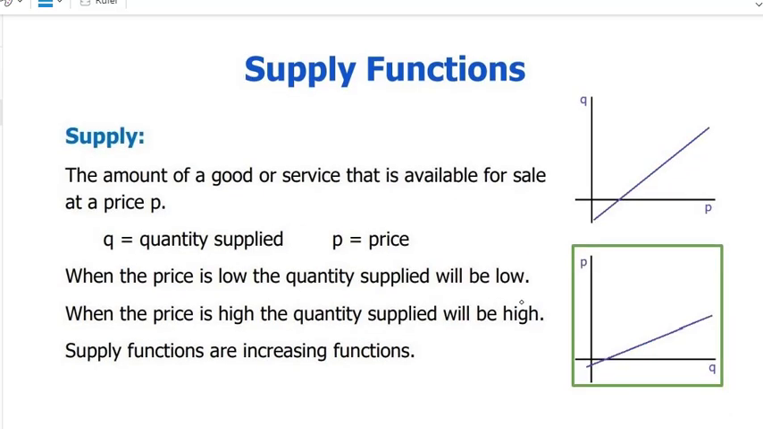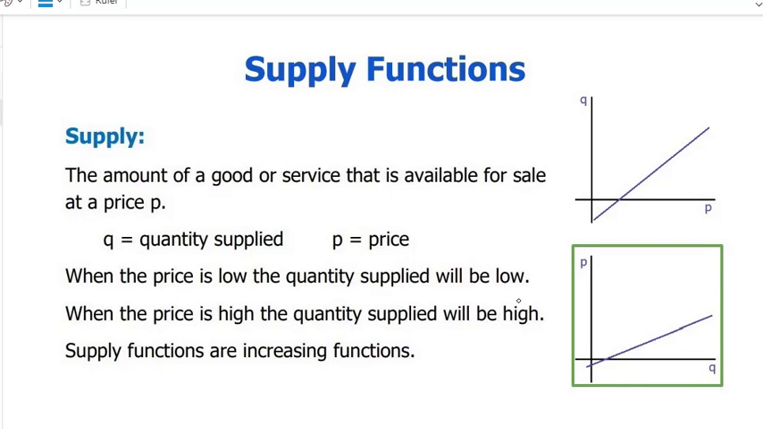Supply functions, on the other hand, represent the amount of a good or service that is available for sale at a price P. So again, Q is quantity supplied, P is price, and we're talking about the supply. So we're thinking about this from the manufacturer's point of view. When the price is low, they probably don't want to provide very many because it's not a profitable venture for them. And so the quantity supplied is going to be low.